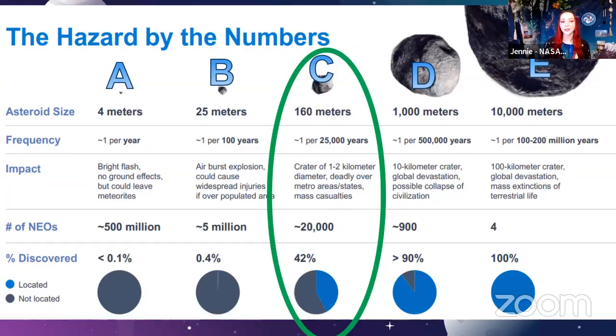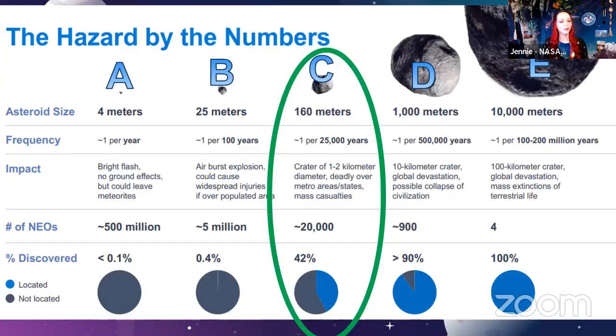The objects in categories A and B are a little bit smaller, so we're not too worried about those always damaging the Earth's surface. But you can see that I circled the category called C in the middle, and those are objects that are about 160 meters across. It's thought that these hit the Earth maybe once every 25,000 years, which doesn't sound that often, but one thing to know about these is that we've only discovered about 40% of the objects in this size category.